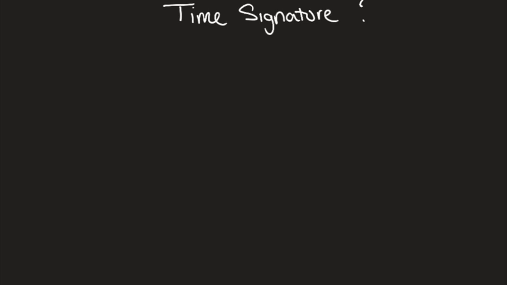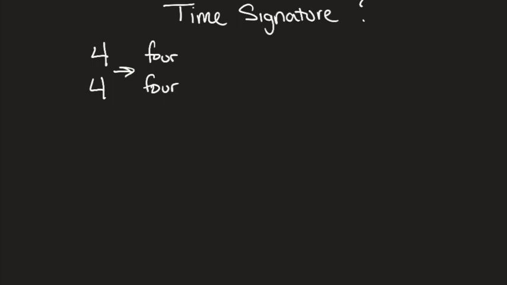So at the beginning of each line of music, whenever you start reading music, we seem to have some numbers. These numbers tend to look like this. Now, what is it that we have here? What two numbers do we have? We have a 4 on top of another 4.